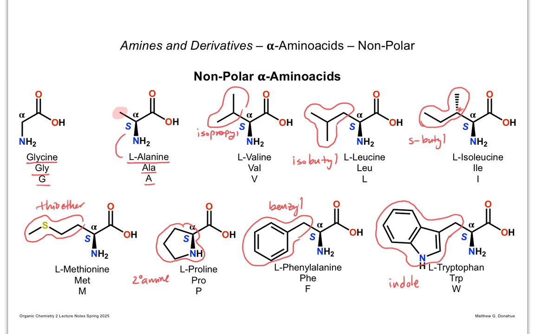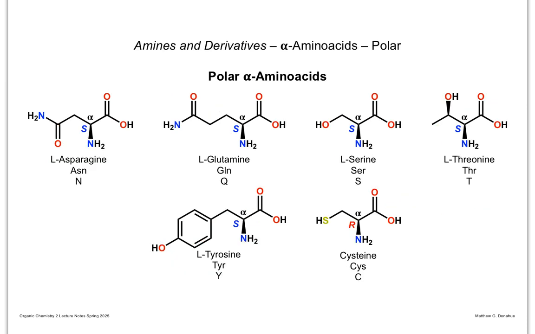So as you advance on to biochem or other cellular and molecular biology classes, you'll want to know the structures as well as the 3-letter and 1-letter abbreviations of these. Moving on to the polar amino acids. Asparagine has a primary amide as the side chain.